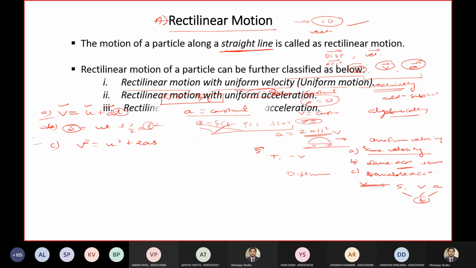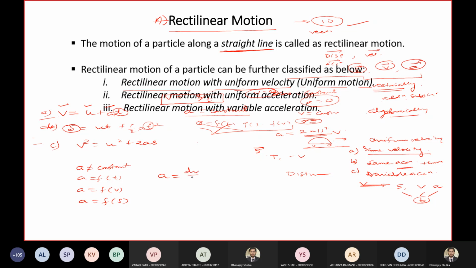Third equation is rectilinear motion with variable acceleration. Variable means what? Acceleration will not be constant throughout the motion. It will be a function of time, or it may be a function of velocity, or a function of displacement. So here we are going to use some other equations which will be true for all cases, whether the body is under uniform motion or not.